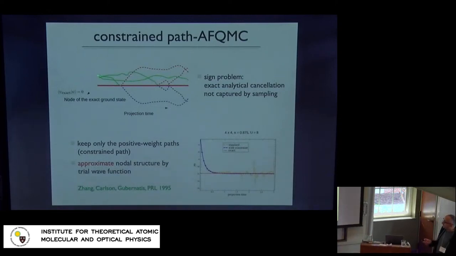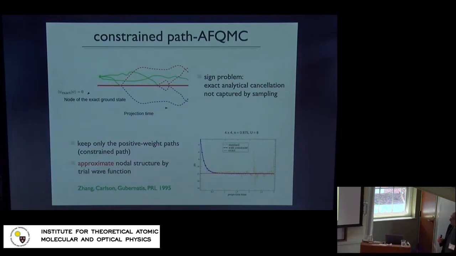Imagine this is your initial state, which goes randomly through space as you sample your auxiliary field. And as long as its sign with the exact ground state stays, say, positive, it's just fine. The problem is if the sign hits zero, then you can show mathematically that there must be exactly symmetric paths which give a plus sign and a minus sign. Mathematically, they cancel exactly. But of course, this exact analytical cancellation is not captured by the sampling. Once again, the typical sign problem.